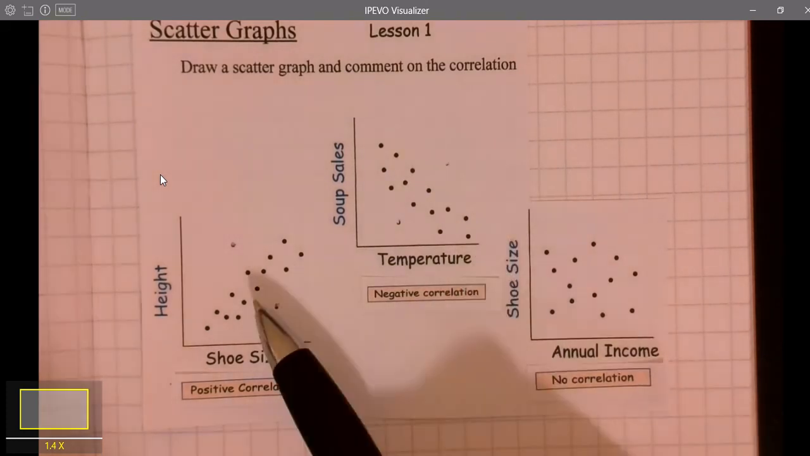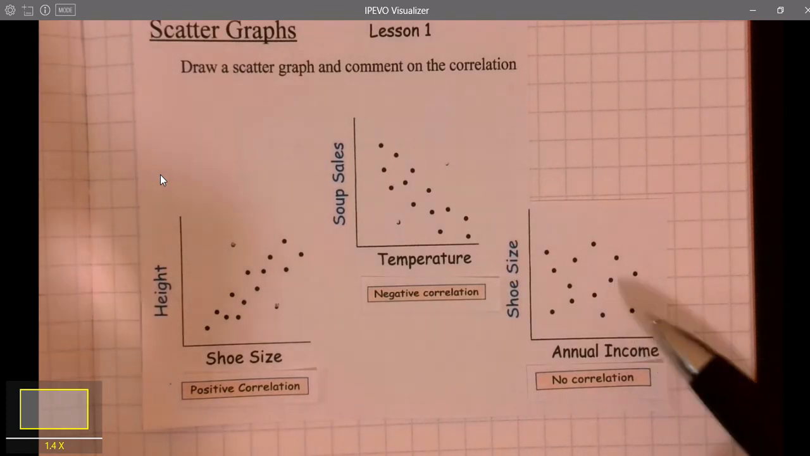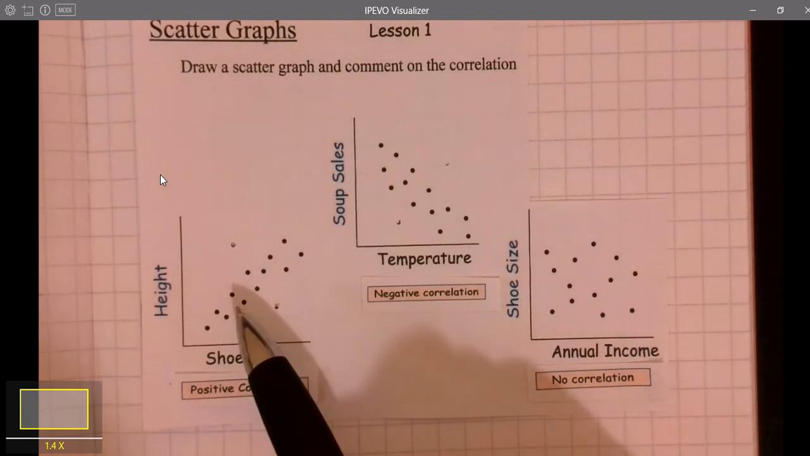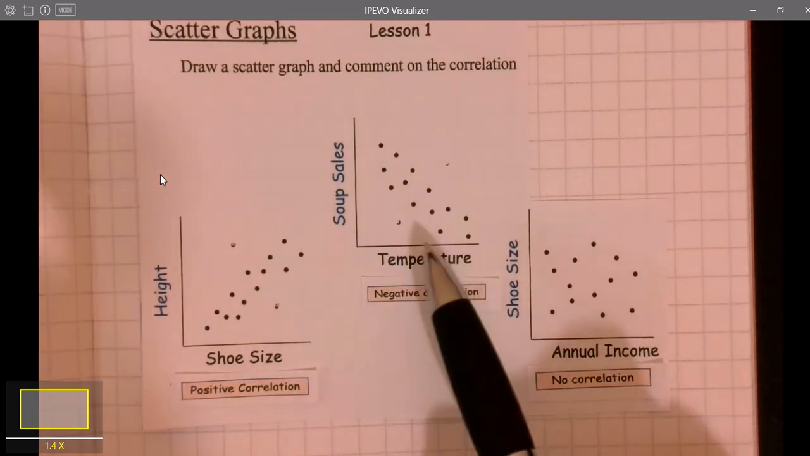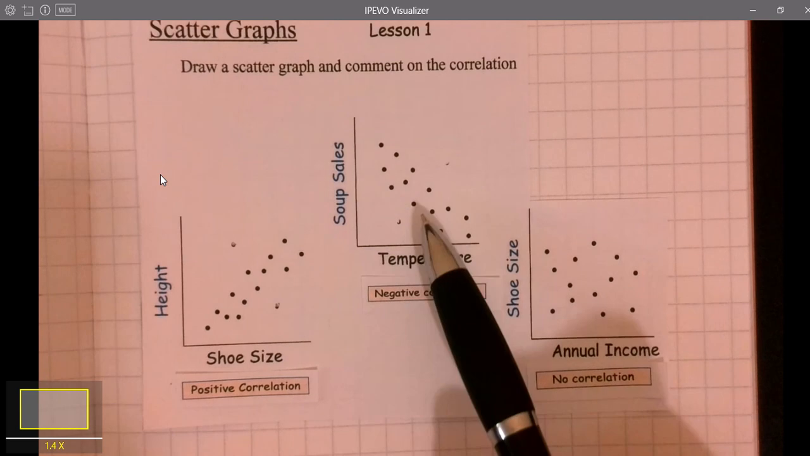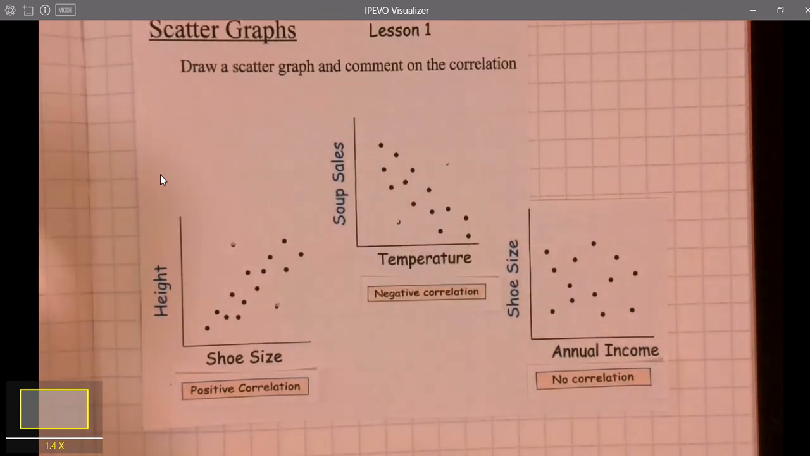It probably wouldn't say describe the relationship here because there isn't a relationship. You just say there's no correlation. There's no connection between these two things over here. But here it might say describe the correlation, and you might say strong or weak. And then here you might say describe the relationship. That's where you use the context of the questions that you've got.